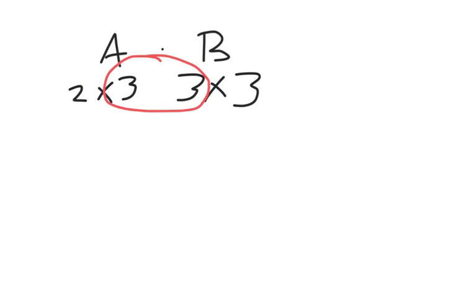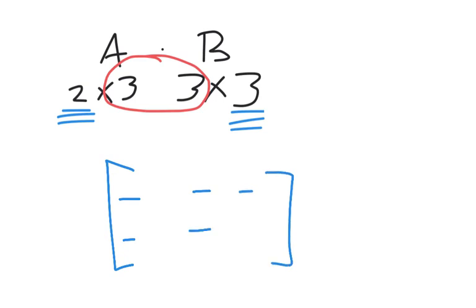Now, the next thing I think is important is knowing what your resultant looks like. So look at what's left over, 2 and 3. That means after I have done the multiplication, my resultant matrix should be 2 rows, 3 columns.